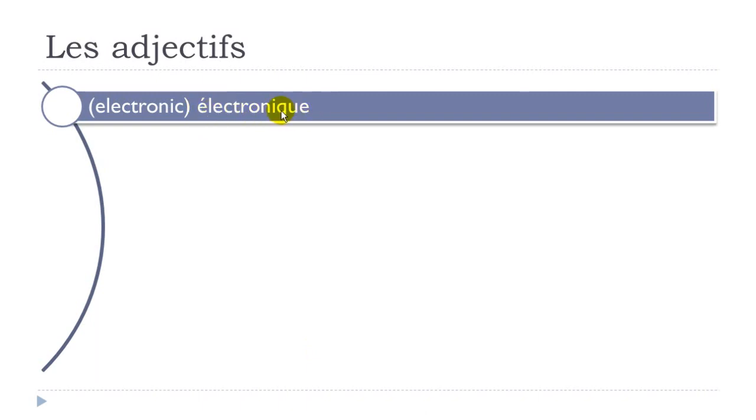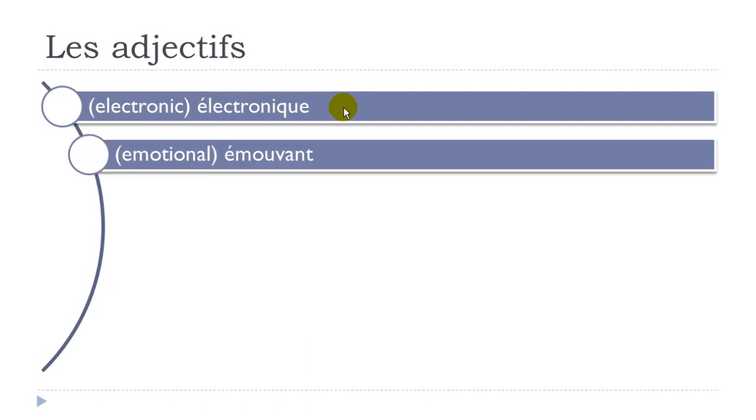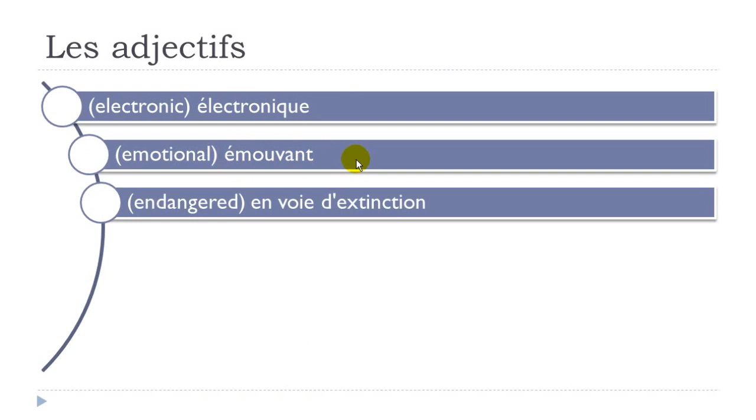Électronique. Okay, so k at the end. Remember, Q-U-E at the end. K. Électronique. Électronique. Émouvant. Final T not pronounced. A-N together. En. Émouvant. Émouvant. En voie d'extinction. En voie, final not pronounced, d'extinction. Okay, remember, T-I-O-N, sion. Extinction. Extinction. En voie d'extinction.